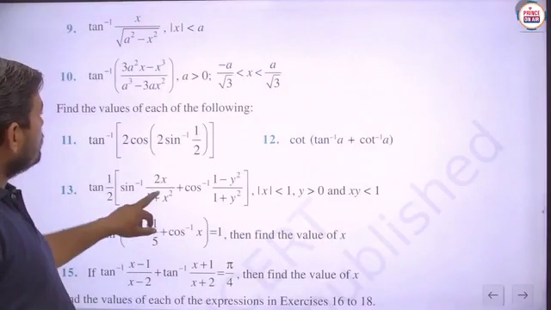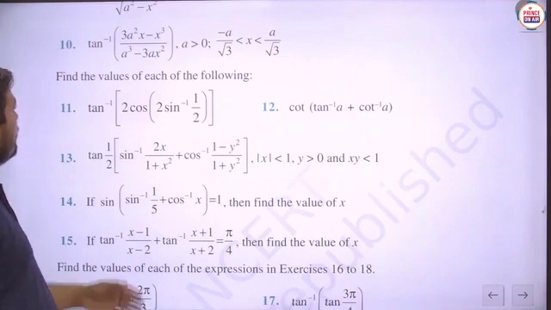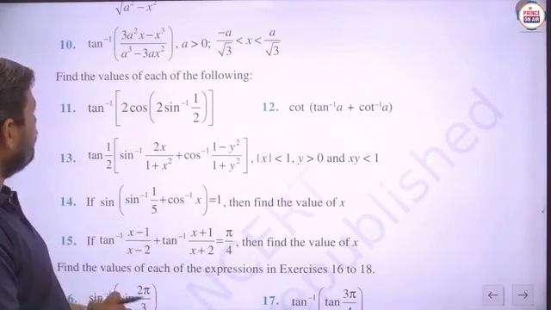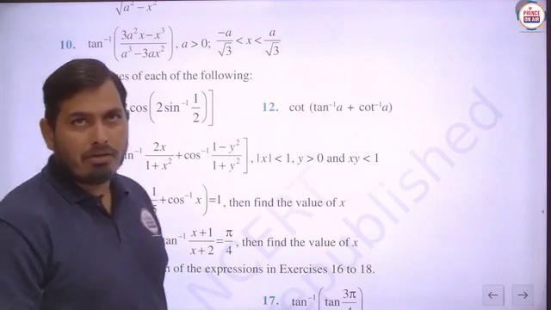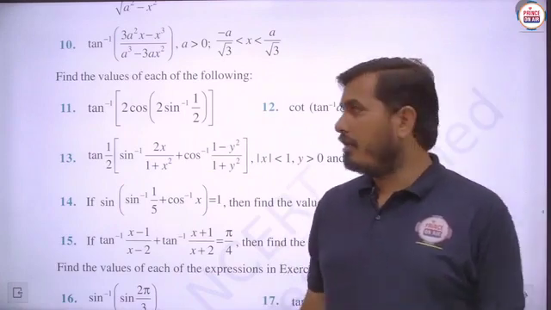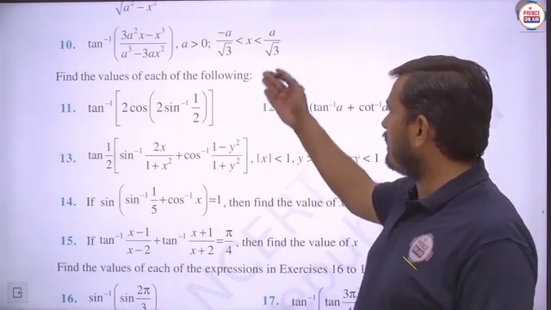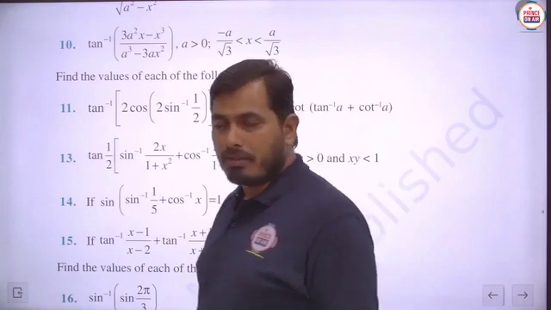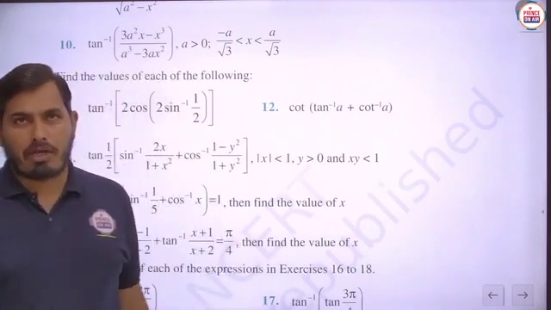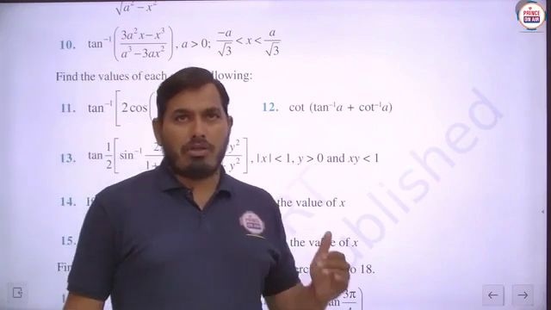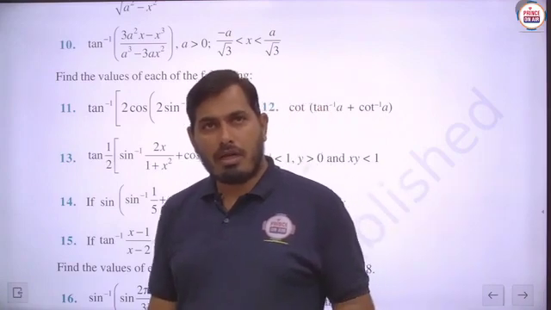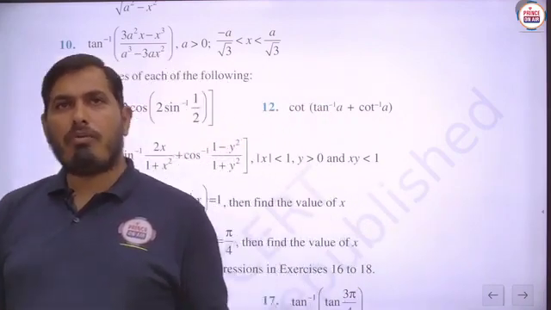So in this question number 10, again tan inverse of 3a square x minus x cube upon a cube minus 3a x square. Any given input is to be written in the simplest form, where a is greater than 0 and x lies between minus a by root 3 and plus a by root 3. No problem. Students, you know very well about the formula of tan 3 theta. So tan 3 theta is basically 3 tan theta minus tan cube theta upon 1 minus 3 tan square theta.